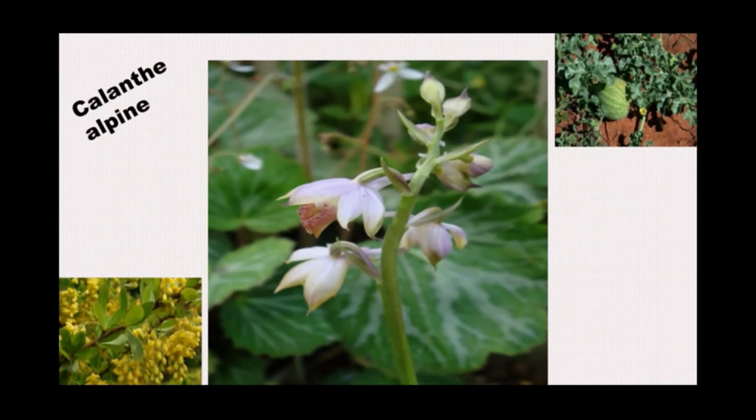Now, this plant is Calanthe alpina. It is located in Sikkim, Himalaya, and it is a terrestrial orchid which is endemic to India and it is an endangered species.